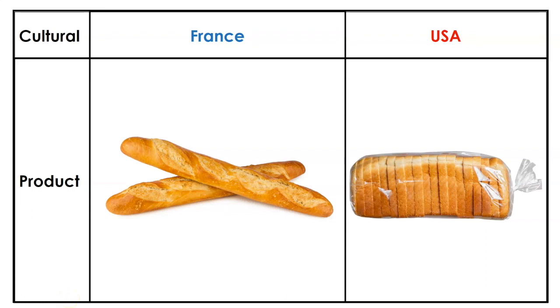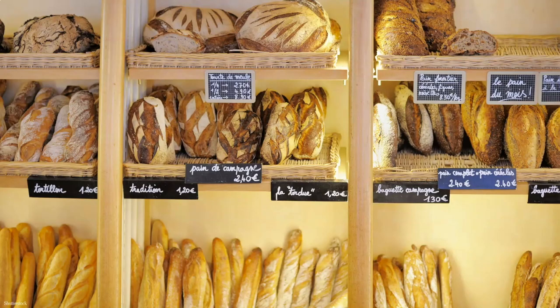Let's say that our topic is food. Let's first start by comparing a cultural product. In France, they commonly eat baguette, whereas in the USA, we commonly eat sliced packaged bread. After cultural products, we turn next to cultural practices. To use the same example, we'll consider the cultural practices involving bread.